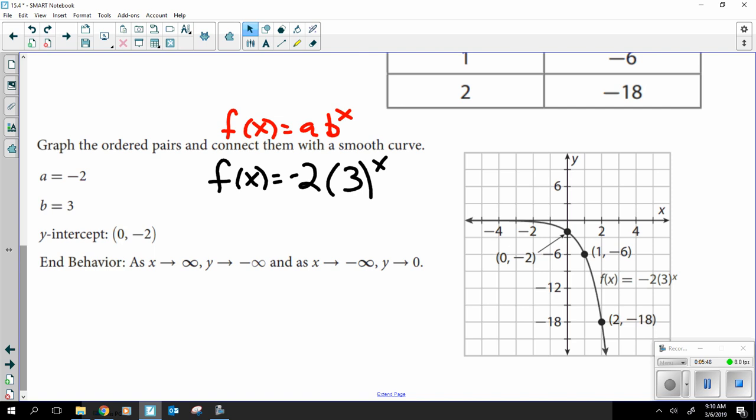As x approaches infinity, y goes to negative infinity, and you can see that right here. And as x goes off to negative infinity, y approaches 0, and that's right here, even though it kind of blends in right there. And while it looks like it touches the x-axis, it never, ever touches the x-axis.